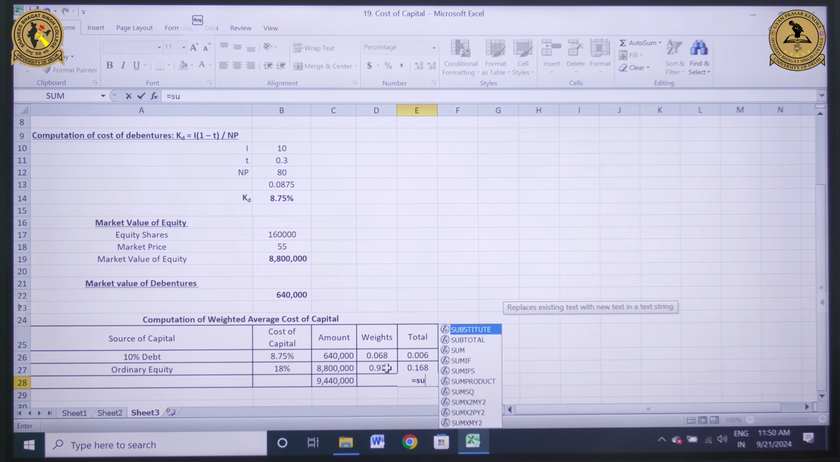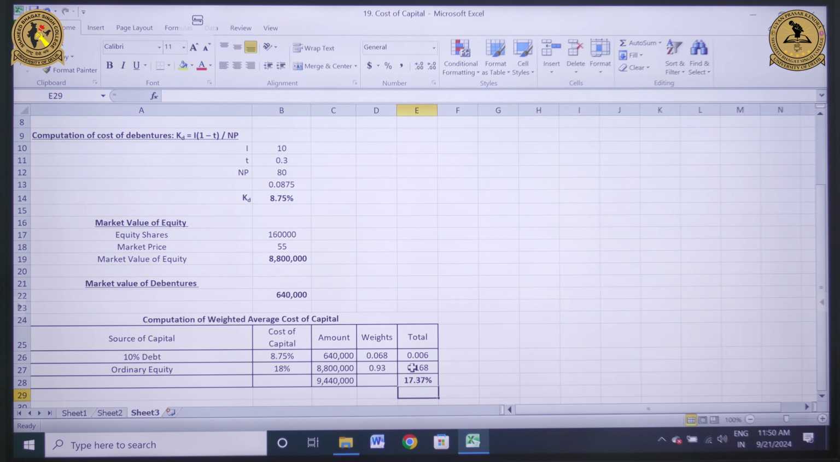So in this way, my weighted average cost of capital comes out to be 17.37%.